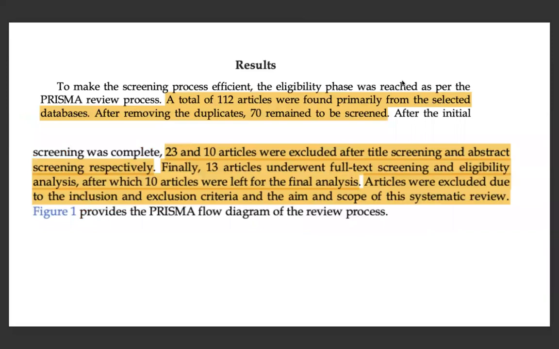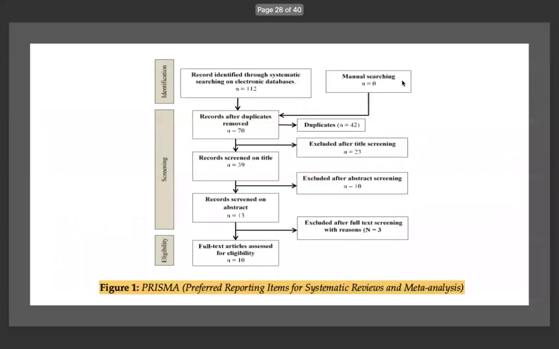Results: a total of 112 articles were found primarily from the selected databases. After removing the duplicates, 70 remained to be screened. 23 and 10 articles were excluded after title screening and abstract screening, respectively. Finally, 13 articles underwent full text screening and eligibility analysis, after which 10 articles were left for the final analysis. Articles were excluded due to the inclusion and exclusion criteria and the aim and the scope of this systematic review.